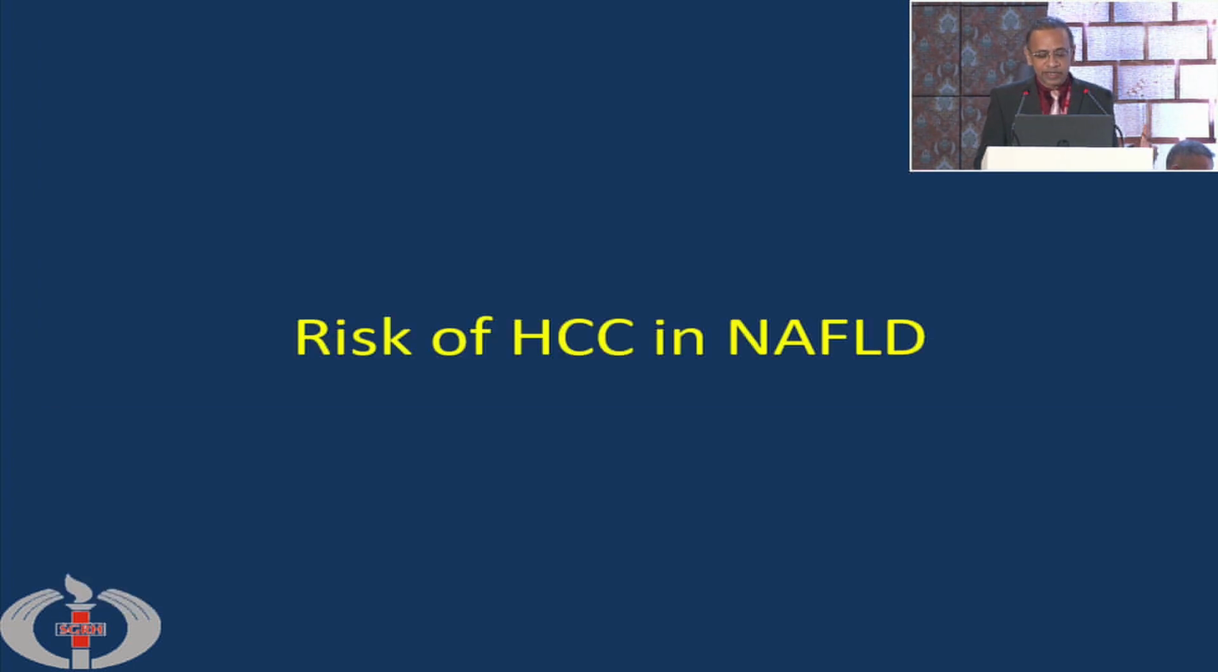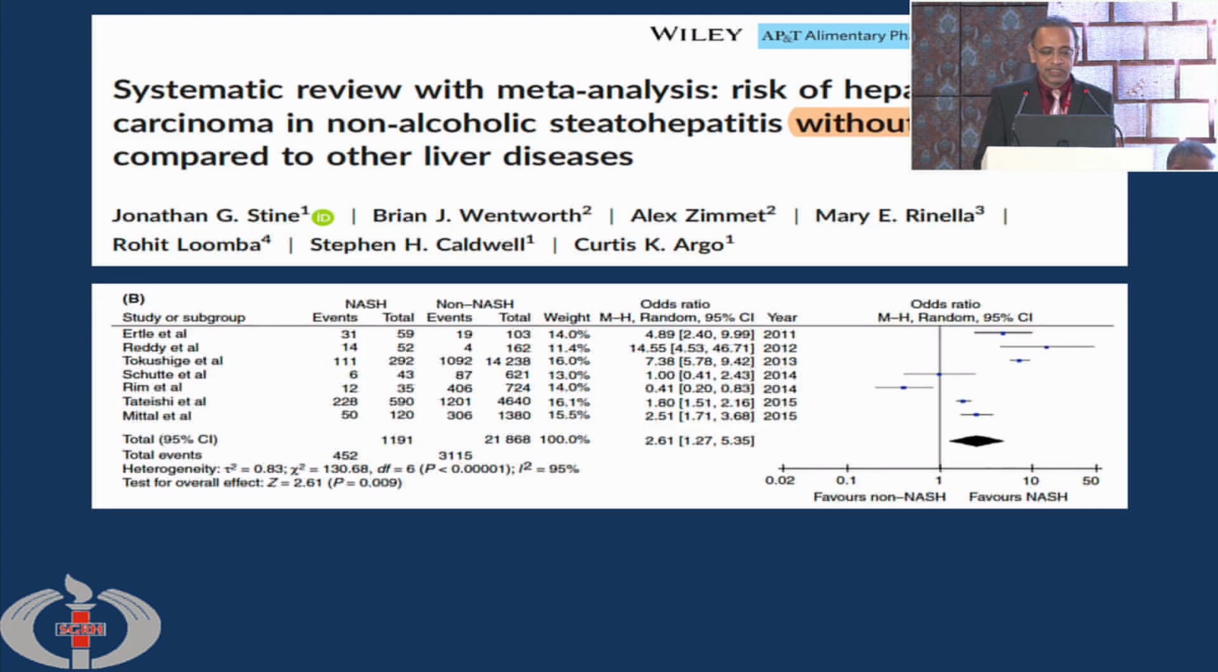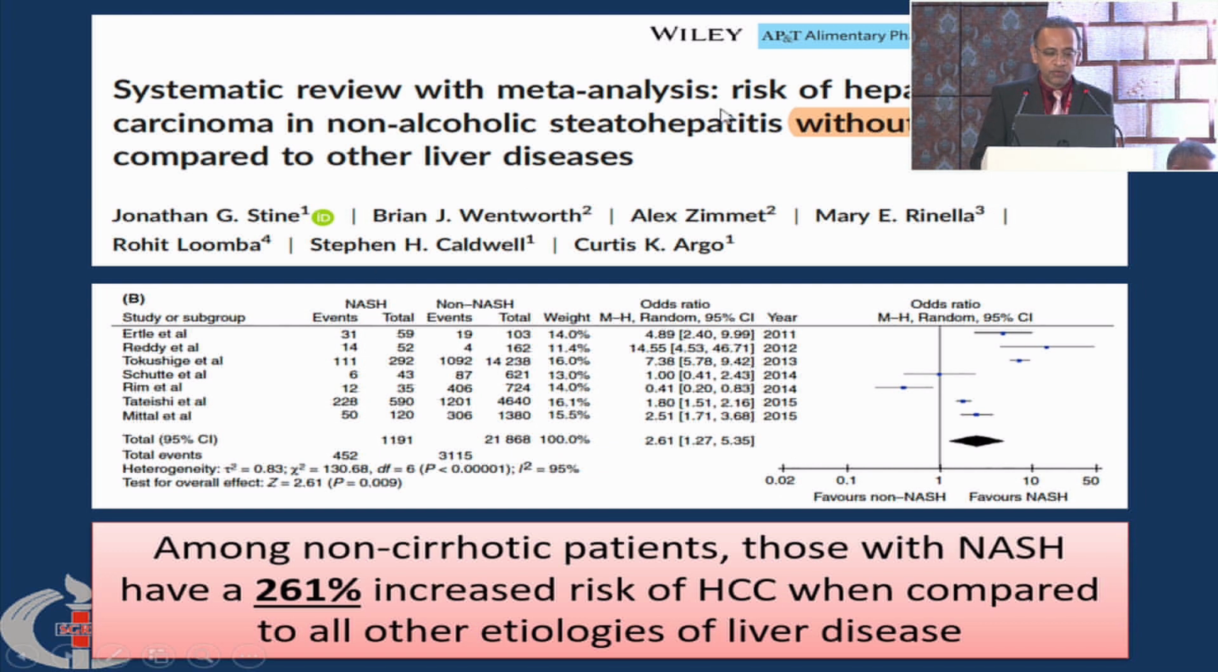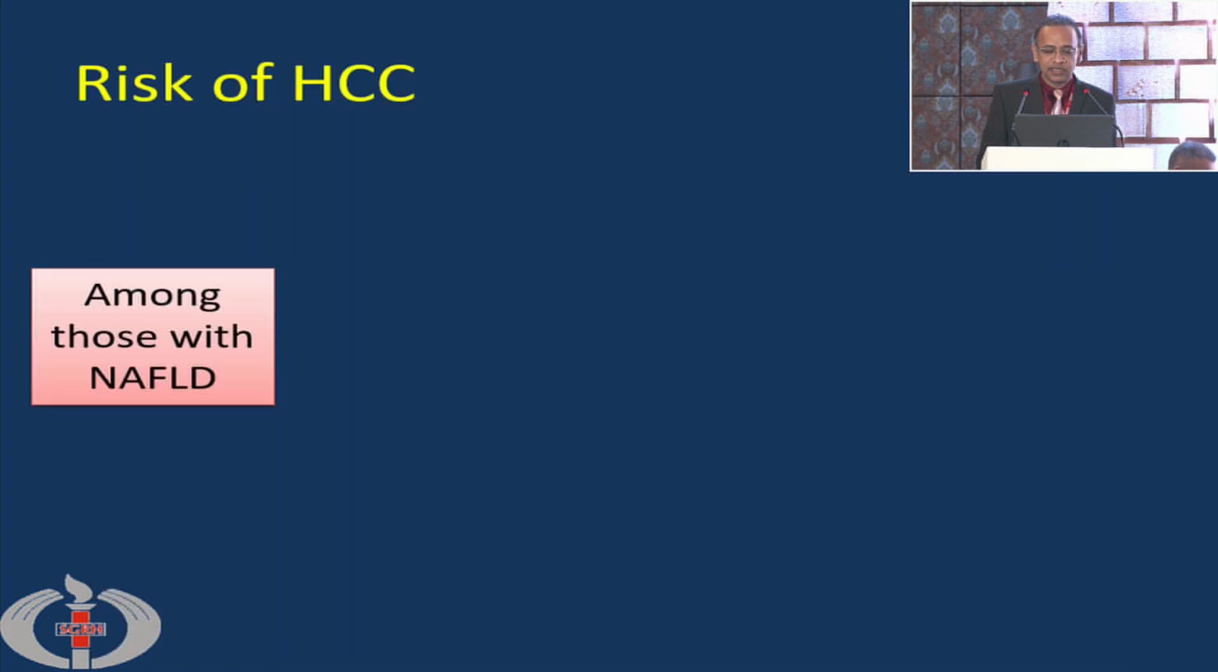Now let us look at the risk of HCC in NAFLD patients. In a recently published systematic review, it was found that in patients with NAFLD without cirrhosis, the risk of HCC is 261% higher as compared to other etiologies in non-cirrhotic patients. So that is why we are seeing a lot of patients who come with HCC in a background of NAFLD who do not even have cirrhosis. So NASH is the leading cause of non-cirrhotic HCC nowadays.